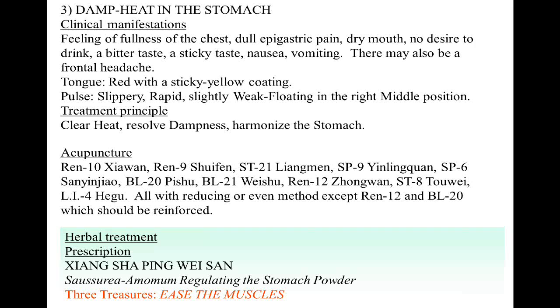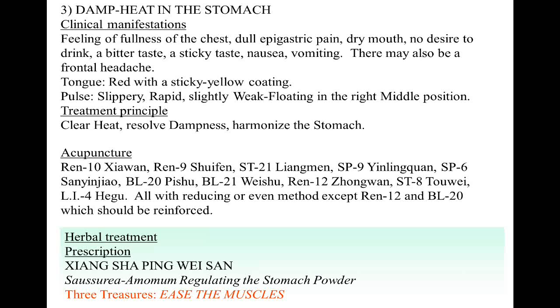And then many of the other points are points to eliminate dampness. A very important one would be Ren 9. So all those points, Ren 9, Spleen 9, Spleen 6, Bladder 20, 21, Ren 12, would all be points to eliminate dampness.